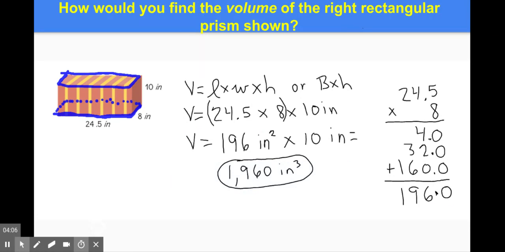So in other words, if this rectangular prism were set up in real life in front of you, and we had little cubes that were 1 inch by 1 inch by 1 inch, so 1 inch long, 1 inch wide, 1 inch tall, we would be able to fit and stack 1,960 of them inside that box.